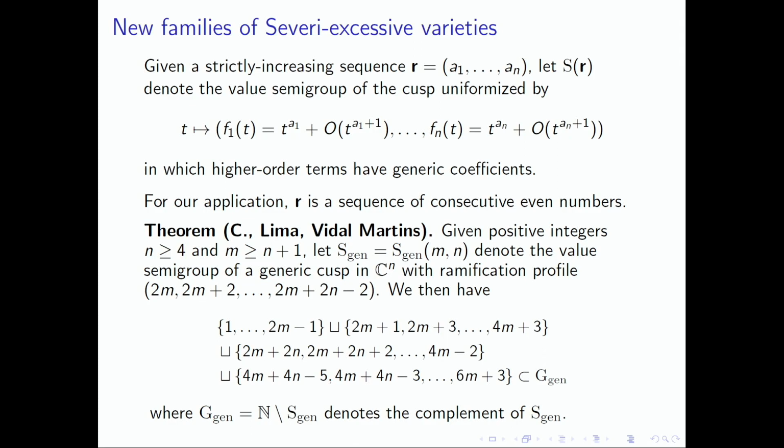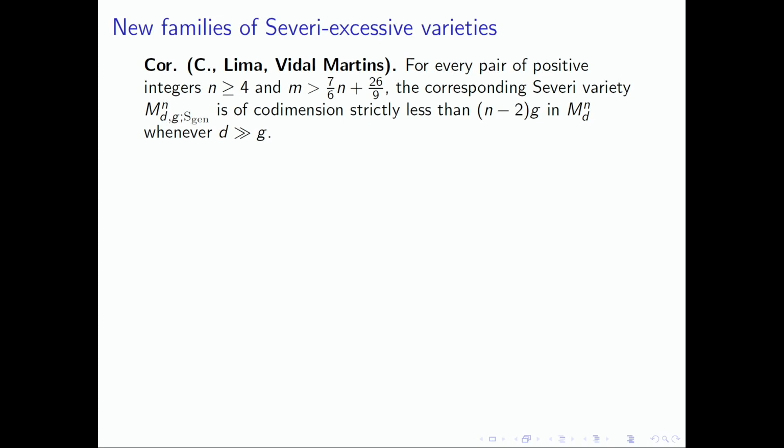And because they're generic cusps, the idea is that in this situation, you only have ramification conditions. You don't have any conditions beyond ramification. So you just have to control the genus of a generic cusp. And we get some amount of control on that genus by showing that the elements of the complement contain at least this set of numbers. And that's enough to force the codimension to be strictly less than n minus 2g, at least with some additional numerical hypotheses.